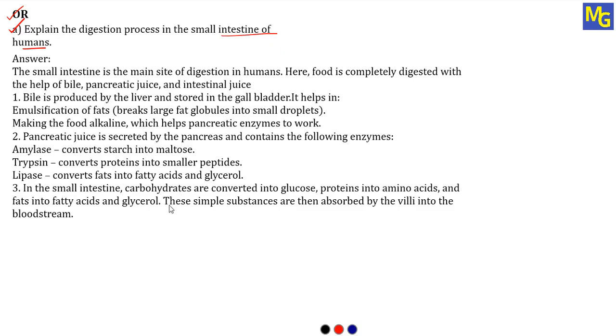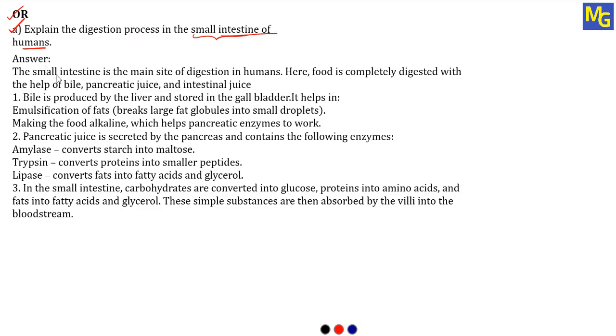Digestion starts with the mouth and ends with the anus. Step by step, digestion takes place in the digestive system, that is, the alimentary canal. Some digestion takes place in the mouth itself, then the next process takes place in the stomach, then the small intestine, then the large intestine, and so on. Here they have asked about digestion in the small intestine.